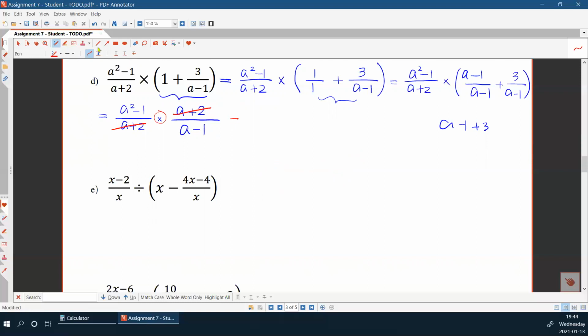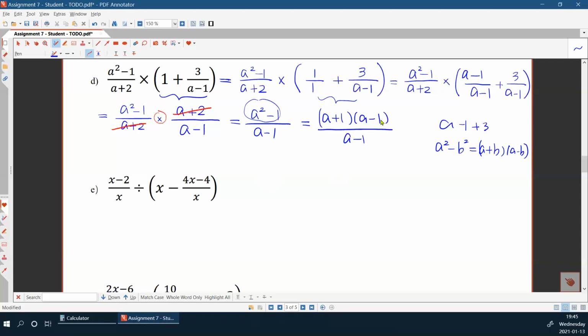And now this becomes a squared minus 1 times over a minus 1, right? And then according to this formula, a squared minus b squared is a plus b times a minus b. So we can factor this into a plus 1 times a minus 1 over a minus 1, right?